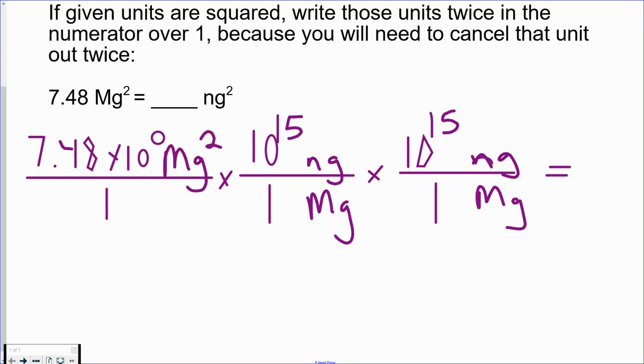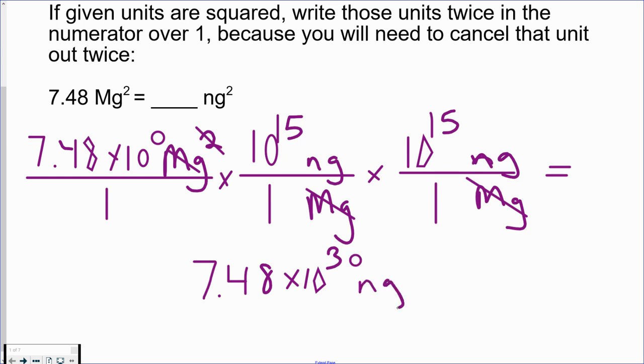When we multiply the tops, look at this. 1, boom. That's squared, boom. And we got nanograms squared. So when we multiply it, our final answer is going to be 7.48 times 10 to the 30th nanograms squared. So that's not terrible. It's just adding one more step. Let's try another one.